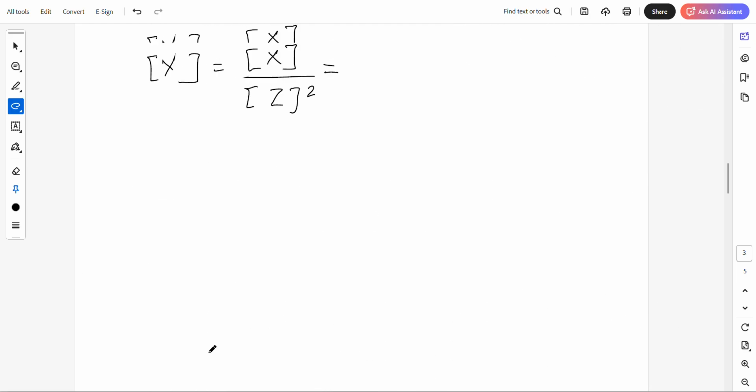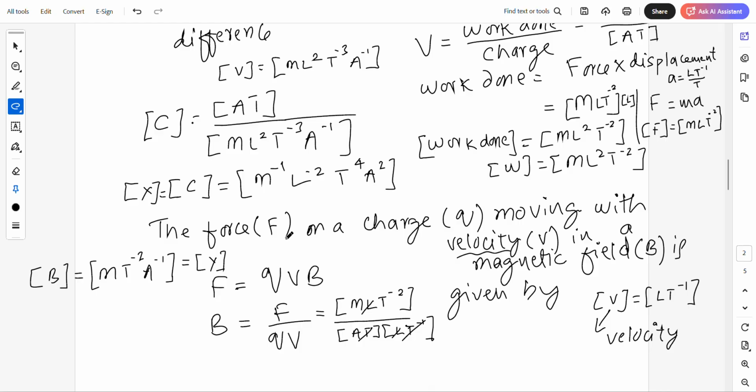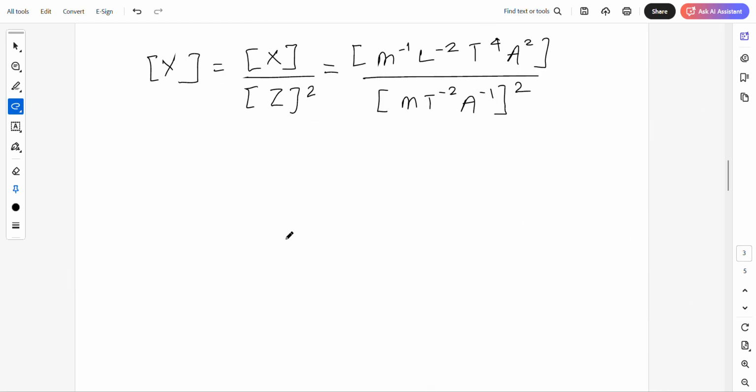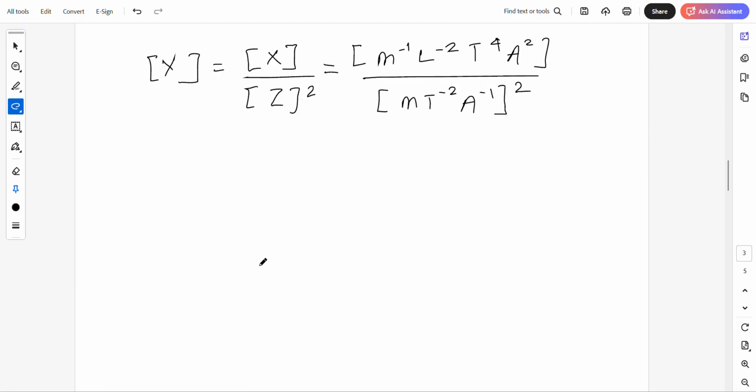I will write it here. Dimensions of capacitance: M to the power of minus 1, L to the power of minus 2, T to the power of 4, A square, divided by what are the dimensions of Z? We got M T to the power of minus 2 A to the power of minus 1, the whole square. Just check it out once again. X we got M to the power of minus 1, L to the power of minus 2, T to the power of 4, A square, right? Z is M T to the power of minus 2 A to the power of minus 1.